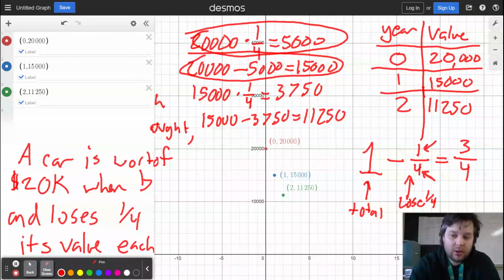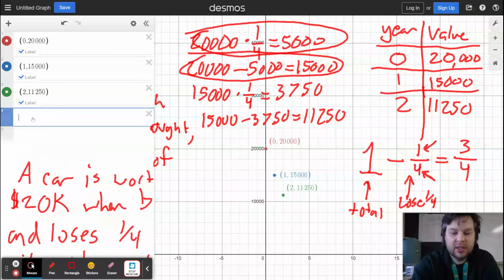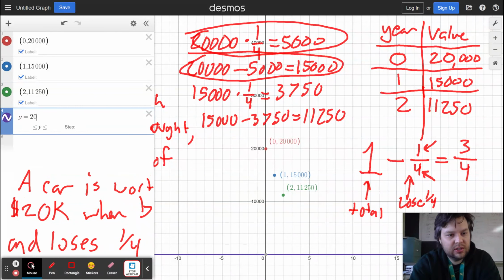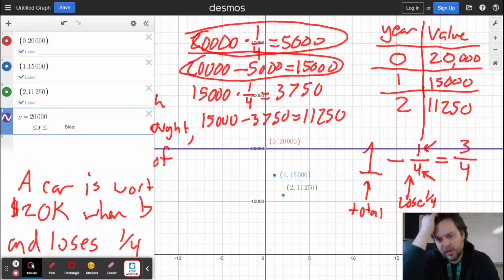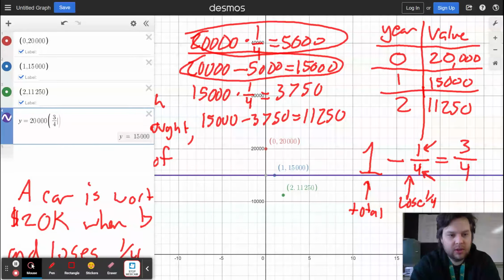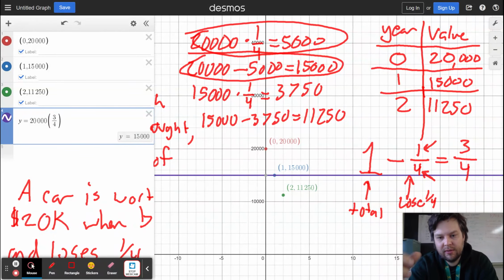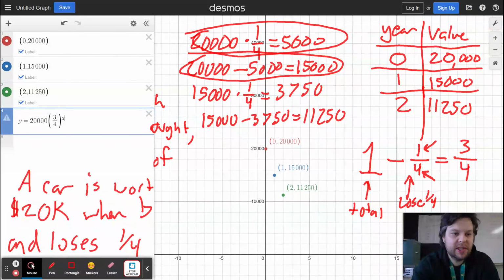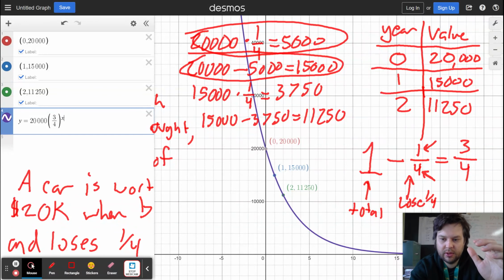Well, we know how to show that you're multiplying by something over and over again. The way you show that is to use an exponent. So the shortcut here is that the value of the car starts at 20,000. So I type y equals 20,000, and you can see now my purple graph hits it right at the starting value. But then it gets 3/4 as valuable. Now you can see that it's hitting it for 1 year because I multiplied by 3/4 once. And if I raise it to the x value, then I hit all of the values.